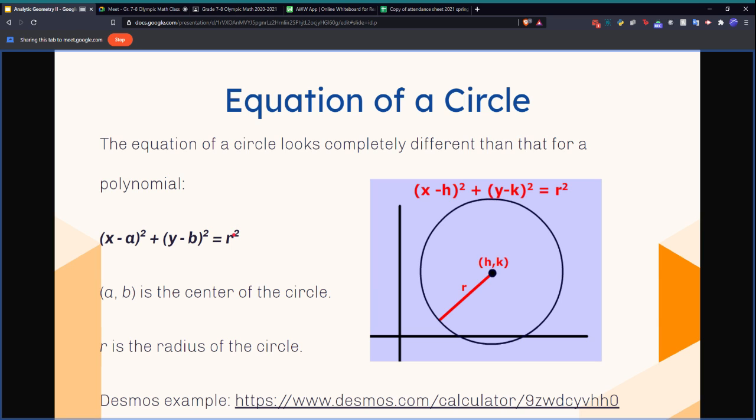So what do some of these variables mean though? Let's take a look. We have a and b. If we put those in coordinate form, we have a comma b. That would give us the center of the circle, right? And we also have this variable r. R is actually the radius of the circle.